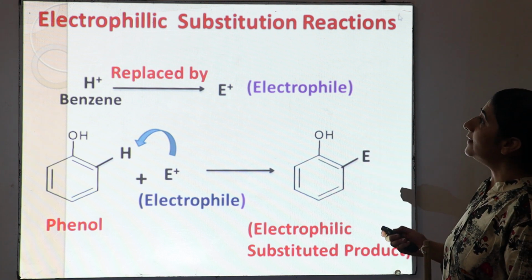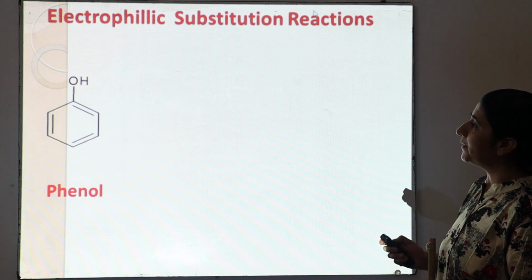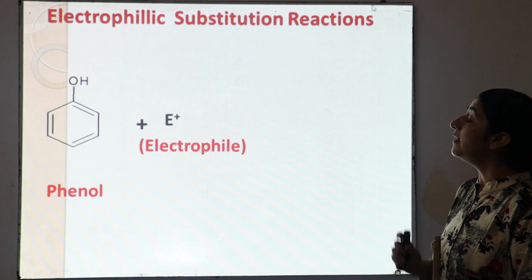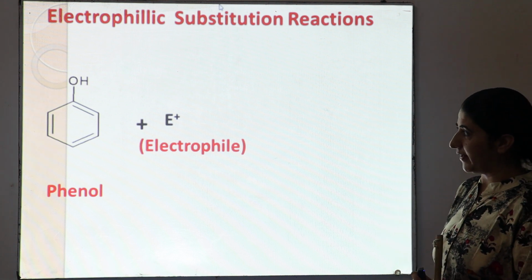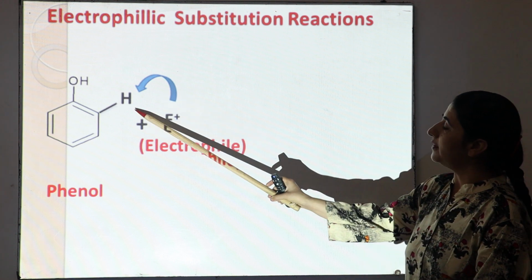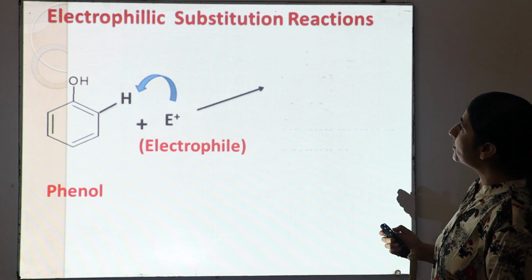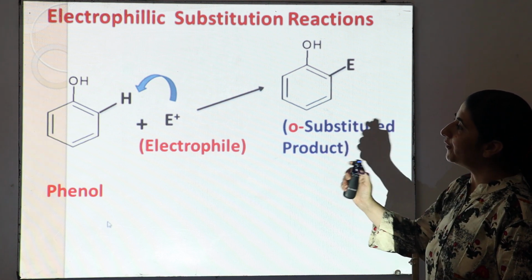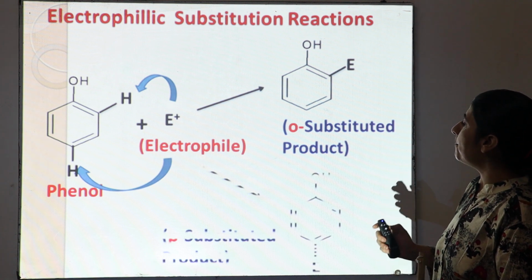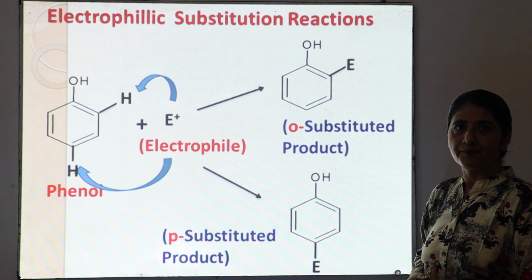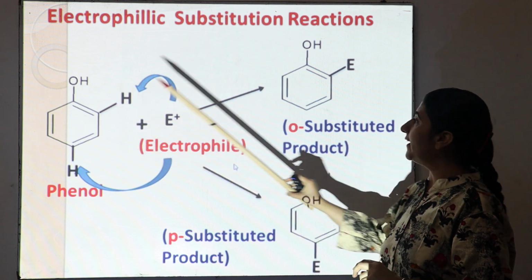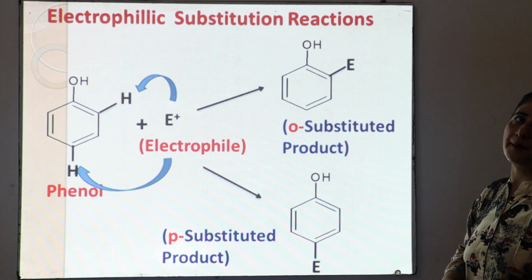In this electrophilic substitution reaction, the electrophile not only replaces the ortho hydrogen but also the para hydrogen atom of the benzene ring. When the electrophile replaces the ortho hydrogen, we get the ortho substituted product, and when it replaces the para hydrogen atom, we get the para substituted product. So in electrophilic substitution of phenol, we get mainly two products, ortho and para substituted.